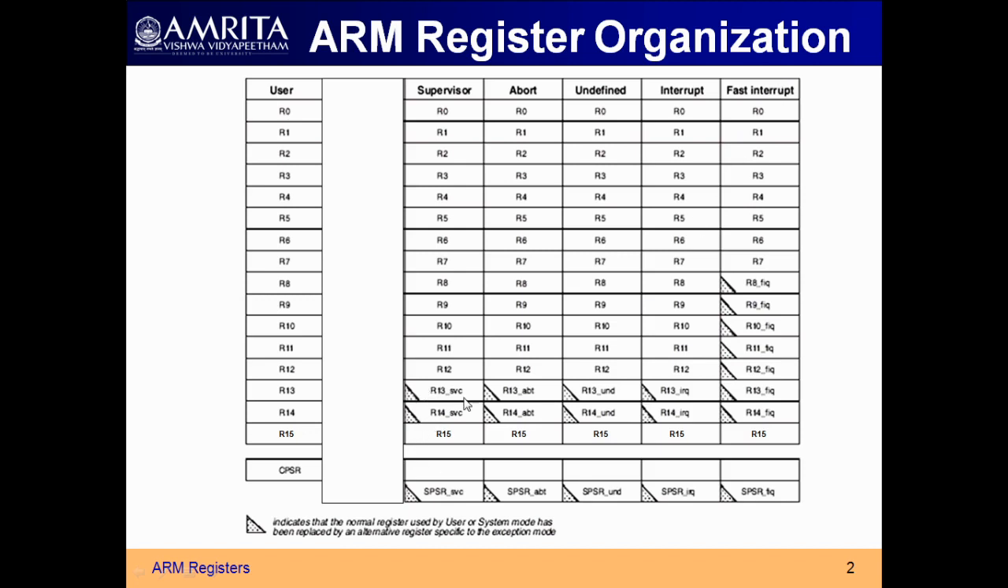So there are certain registers which are available only in the corresponding mode, that is shown by this dashed line. So these registers which are visible only in the corresponding mode of operation are known as banked registers. B-A-N-K-E-D, banked registers. Right. So these banked registers are only visible when the processor is in the corresponding operating modes.